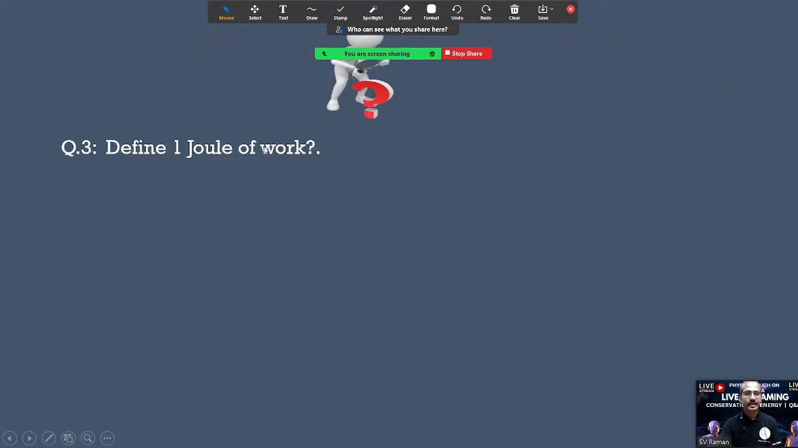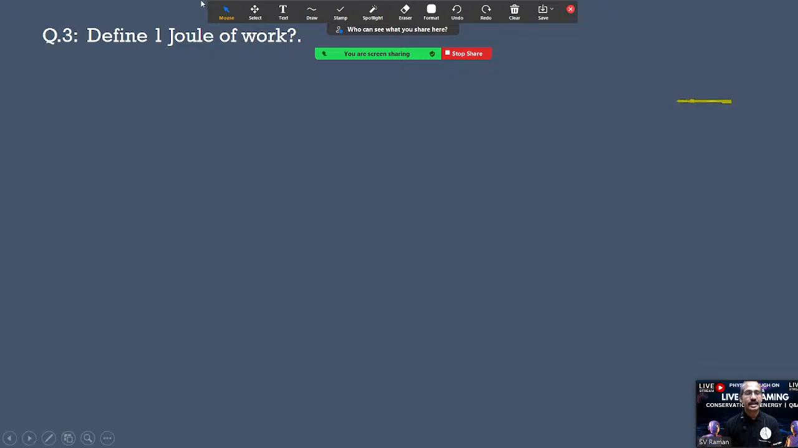Next question. Define 1 joule of work. This is one more question. So how to write this answer? As you know, W is equal to force into distance. Work done has units joules, force has units newtons, and distance has units meters. So to define 1 joule of work: 1 newton of force into 1 meter distance is called 1 joule of work.